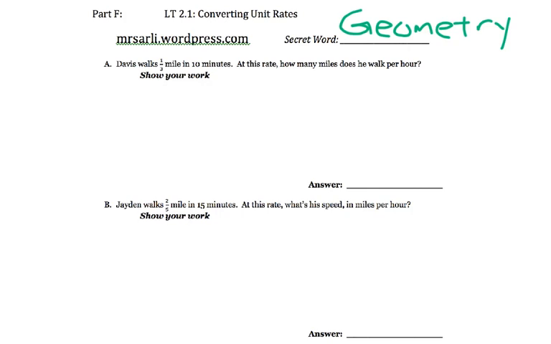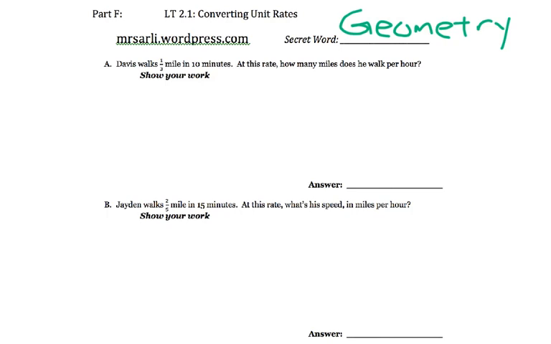Okay, part F and part G go over stuff that we've been learning in Unit 2. So it's a little bit fresher, and I understand if some of it's a little tricky for you. So let's go over a few together. Davis walks one third of a mile in 10 minutes. At this rate, how many miles does he walk per hour?